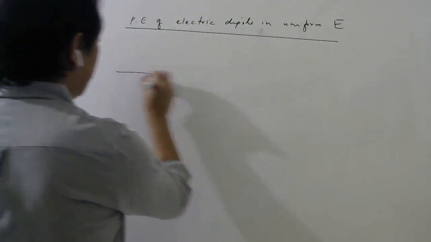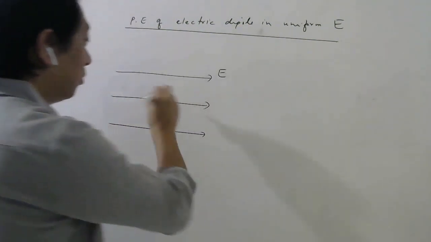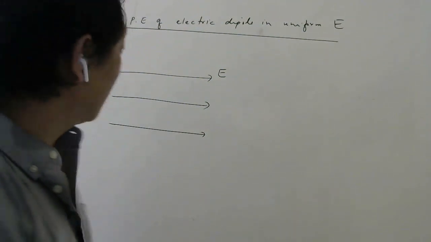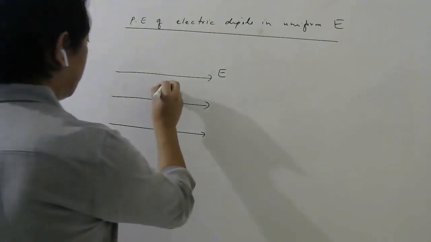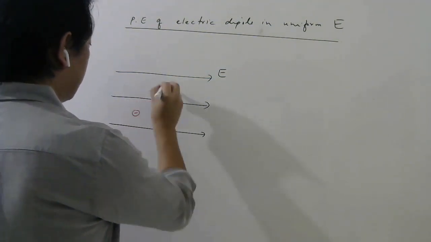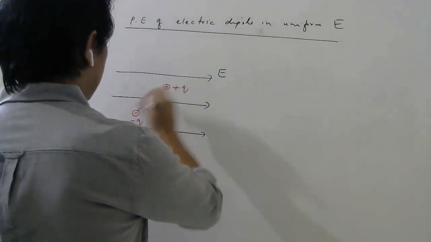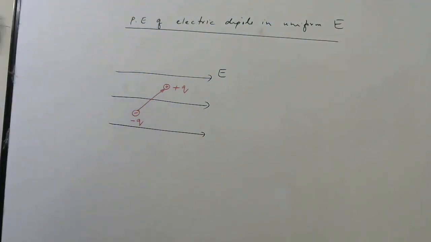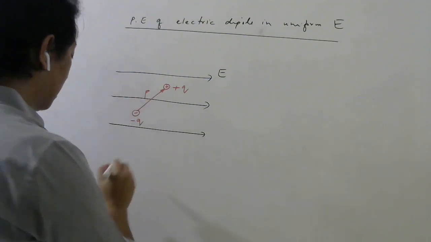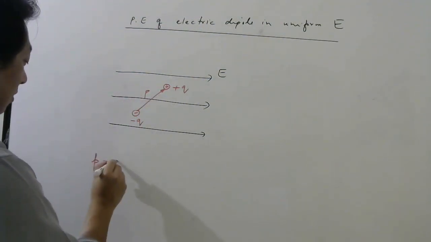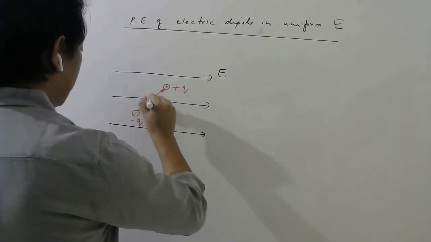So diagram let me show. Let us say there is a uniform electric field. You know how to draw uniform electric field, right? Once we have drawn the electric field, let me keep a dipole here, minus plus. So this is minus q, this is plus q, and this is the dipole moment vector. Dipole moment vector is from which charge to which charge? Minus q to plus q, p. And the p vector is how much in magnitude? Charge into distance between them. This distance is 2a.